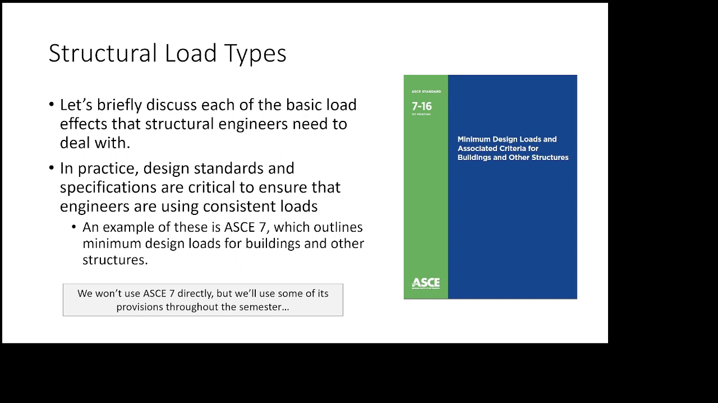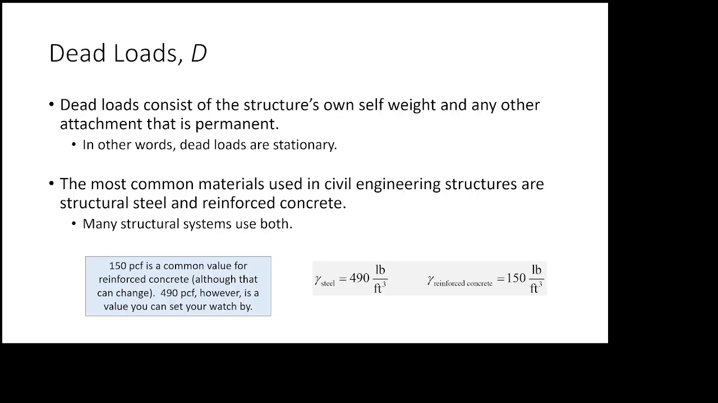Okay? Now, we're not going to reference ASCE 7 directly, but I kind of want to expose you to some of the basics. So let's talk about dead loads. Dead loads we are going to use quite a bit, and by and large they consist of a structure's own self-weight and any other permanent attachment. Dead loads are stationary. They are permanent. They do not move. The most common materials that we will utilize in this course and in most commercial civil engineering structures are steel and reinforced concrete.